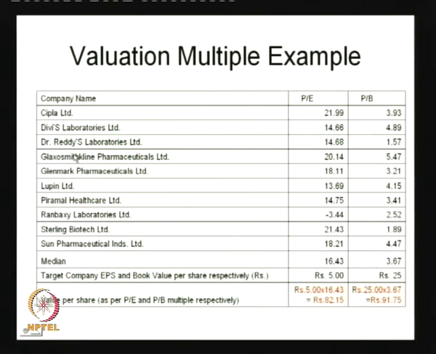Similarly, we have a company like Dr. Reddy's Lab, which is 1.57, and the median price to book value per share is 3.67, and the book value per share of this particular target company is 25, assuming like that. So, value as per P by B multiple is now 91.75. It is not necessary that value as per P/E multiple should be same as value as per price to book value multiple. Like that, different multiples can be found out for the comparable companies, and then the average can be found out, and that can be used to multiply the target company's financial parameter, and the value of the particular company can be found out.